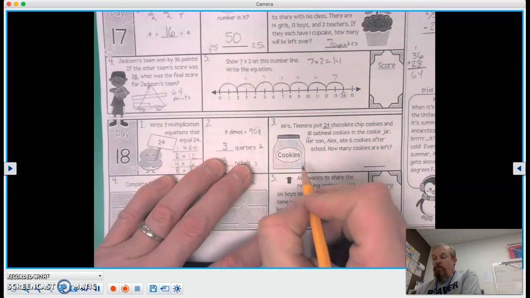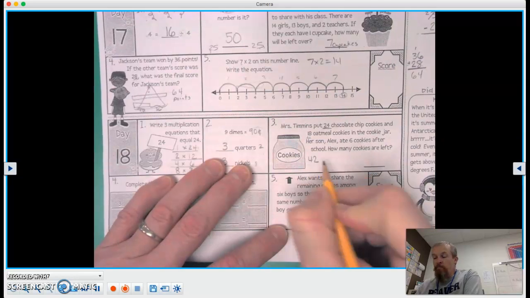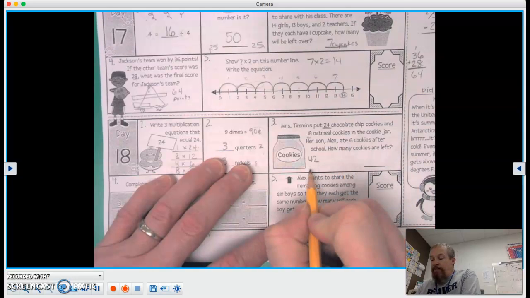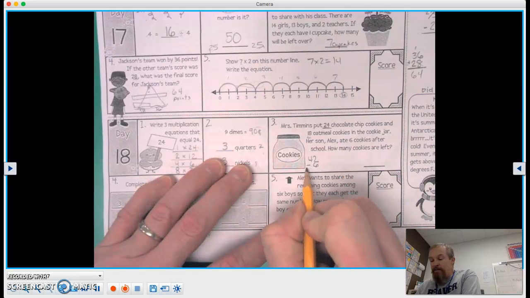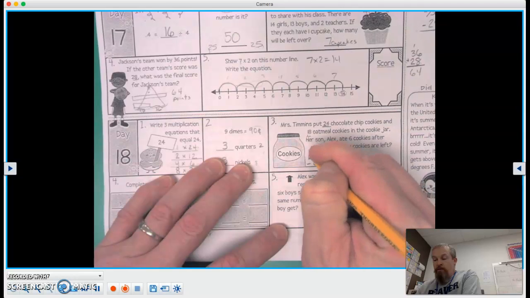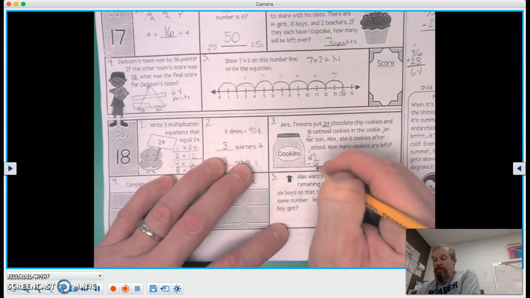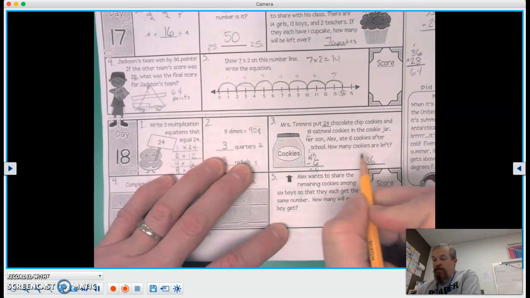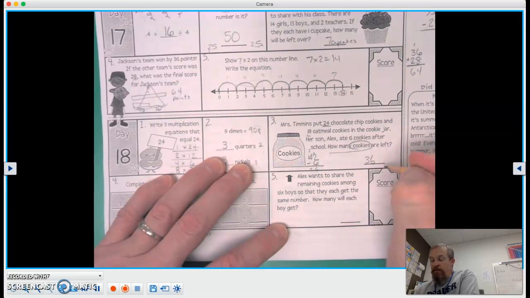So she starts with 42. And Alex ate 6, so minus 6. Let's borrow. 12 minus 6 is 6. 3 minus nothing is 3, so 36. How many cookies are left? 36.